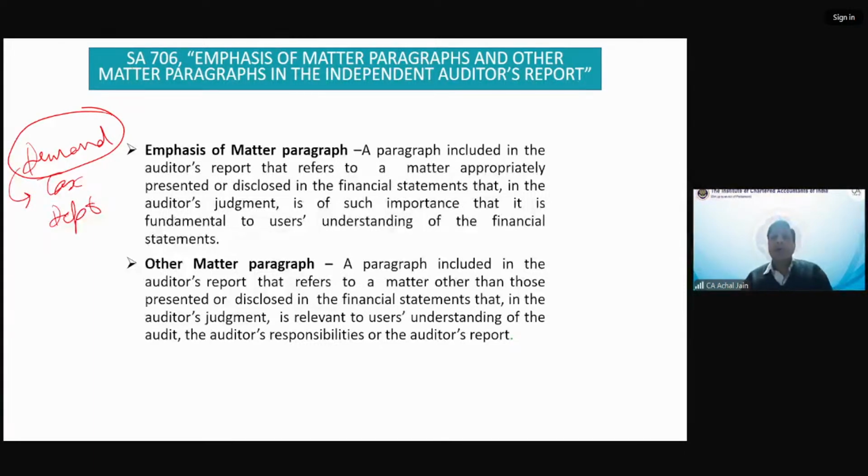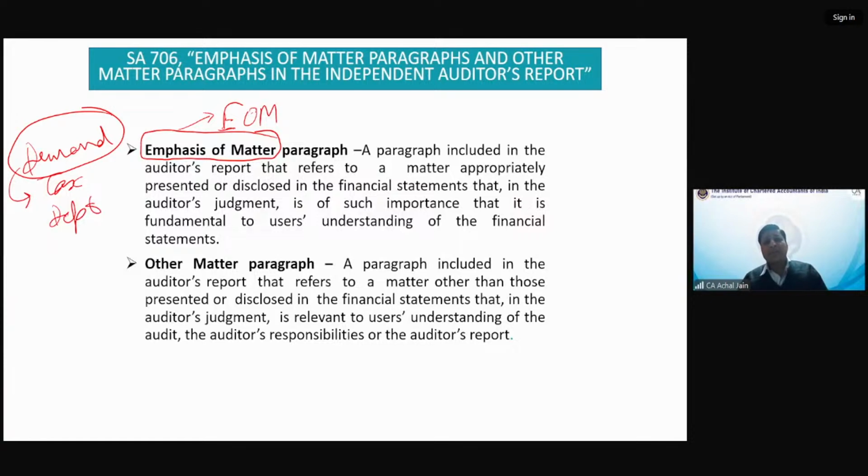Now, this type of situation leads to adding one more para in the audit report, that is called emphasis of matter. And what does it mean? It means that the auditor wants to highlight something to the users of the financial statements. But there's a feature which is attached to this para. This is very commonly called EOM. Emphasis of matter. EOM.